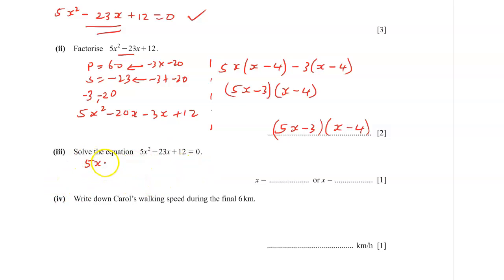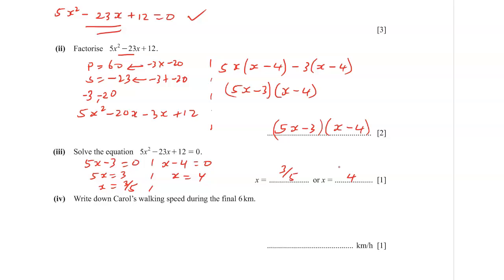Solve this equation now. 5x minus 3 is equal to 0, so 5x is equal to 3, x is equal to 3 upon 5. x minus 4 is 0, x is equal to 4.